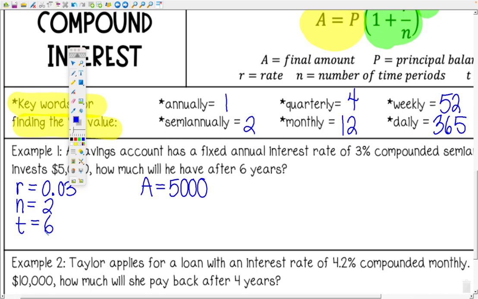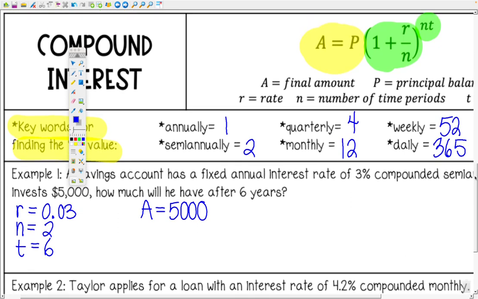Now that I got those 3 numbers all together, I'm going to apply them to the formula here. So we scroll up a little bit. See your formula? There's a lot going on. You're going to have parenthesis and then 1 plus the rate, 0.03, good job, over 2, because that's the number of times it's compounded. But then at the top, you want the number of times compounded times the number of years overall.